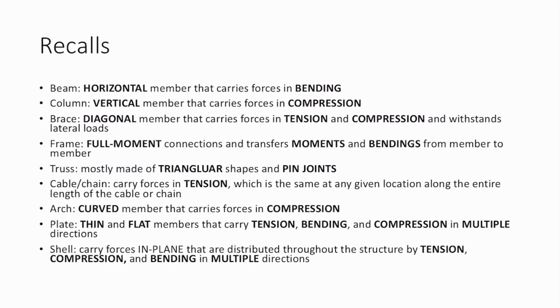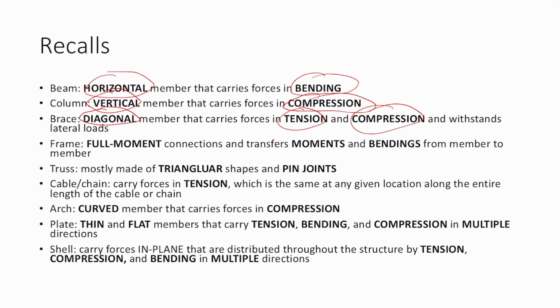Firstly, we're going to recall. Before we start, we're going to recall what we learned in this topic. There are different elements that we learned. Firstly, beams. They are horizontal members that carry forces in bending. Columns. They are vertical members that carry forces in compression. Brace. They are diagonal members that carry forces in tension and compression and withstand lateral loads.